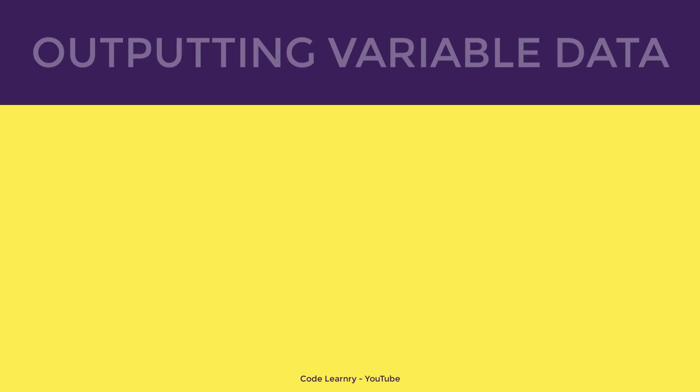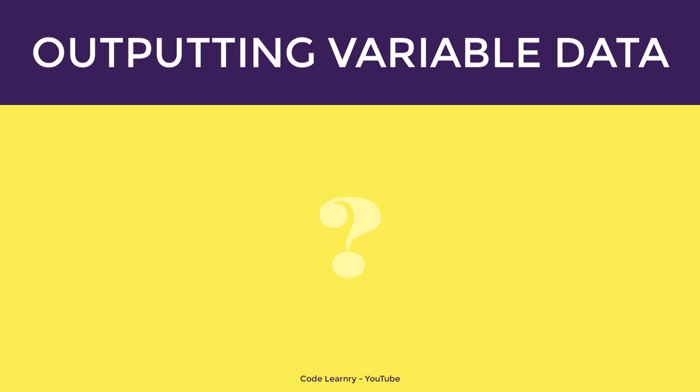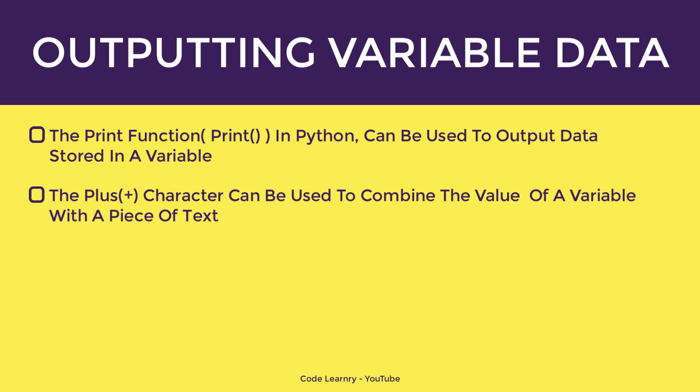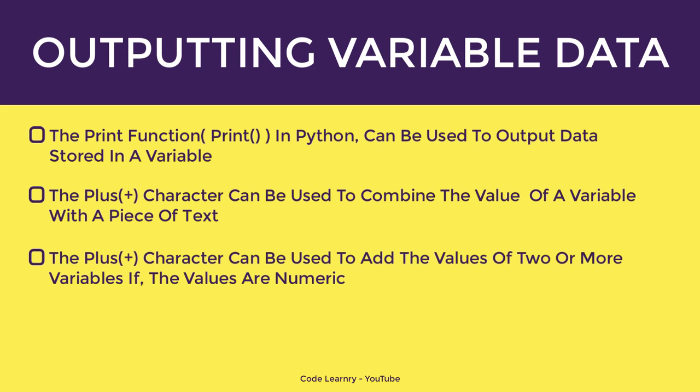Now finally, let's take a look at how to output the values stored inside variables. So the Python print statement is often used to output or print out the values of variables. Now to combine both text and a variable, Python uses the plus character. You can also use the plus character to add the value stored in one variable to the value stored in yet another variable. So for numbers, the plus character works as a mathematical operator, that is the addition sign.